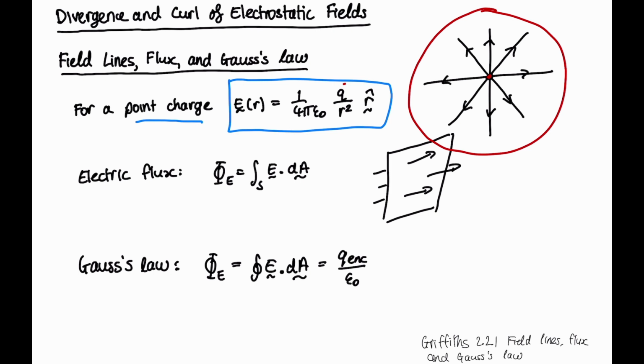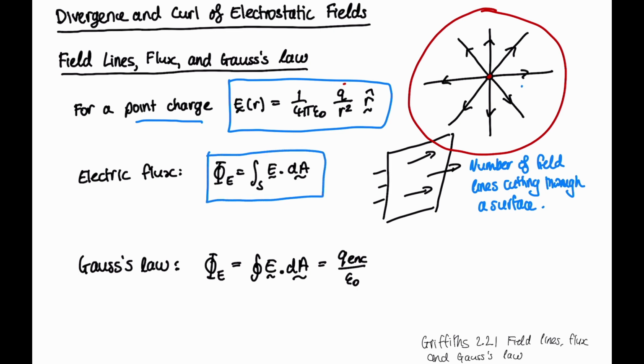Okay, so that's electric field. Now, electric flux, we can think of it as the number of field lines cutting through a surface. So it's proportional to the density of the electric field lines. If we draw the electric field lines really close together, that's showing that there's a really strong electric field, and so there's a stronger flux. And we can use this equation here to calculate it.